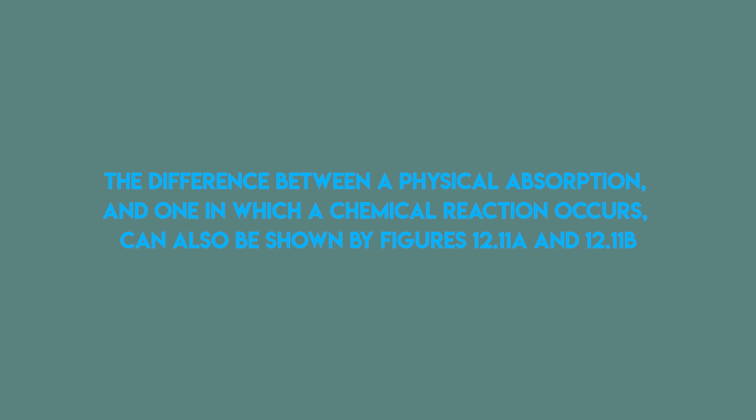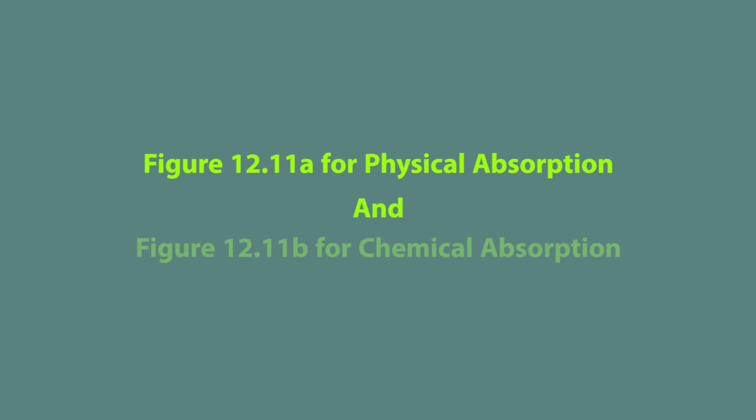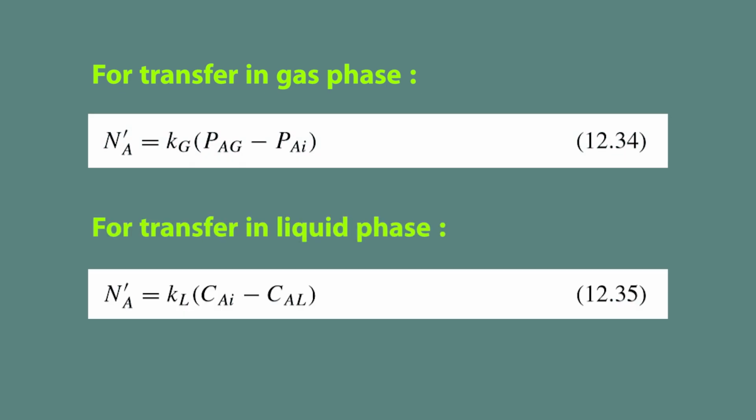The difference between a physical absorption and one in which a chemical reaction occurs can also be shown by figures 12.11a and 12.11b. Figure 12.11. Concentration profiles for absorption: A without chemical reaction, B with chemical reaction. The scales for concentration in the two phases are not the same and are chosen so that PAI per H in the gas phase and CAI for the liquid phase are at the same position in the diagrams. Figure 12.11a shows the normal concentration profile for physical absorption, whilst figure 12.11b shows the profile modified by the chemical reaction. For transfer in the gas phase, 12.34, and in the liquid phase, 12.35.